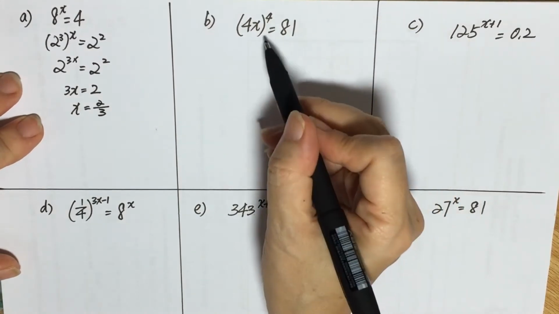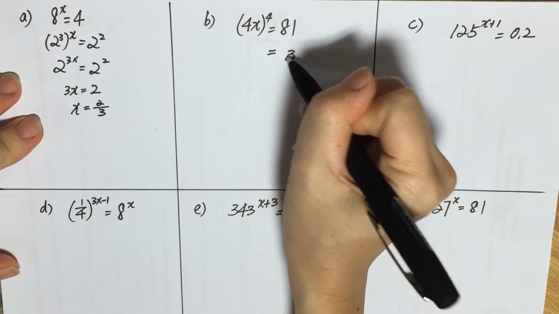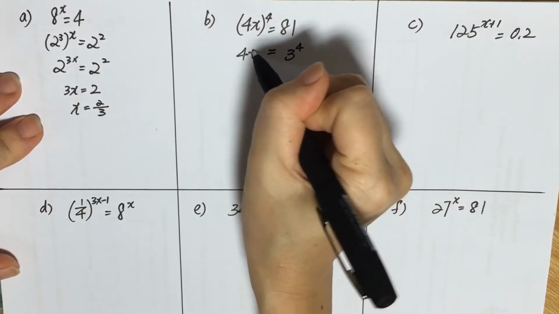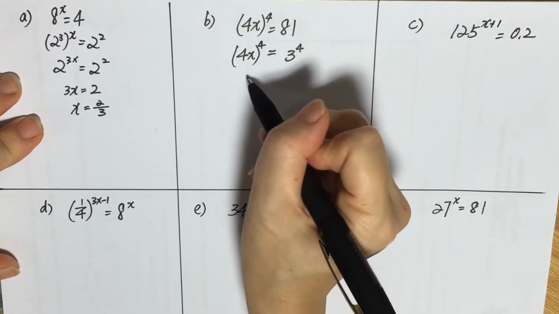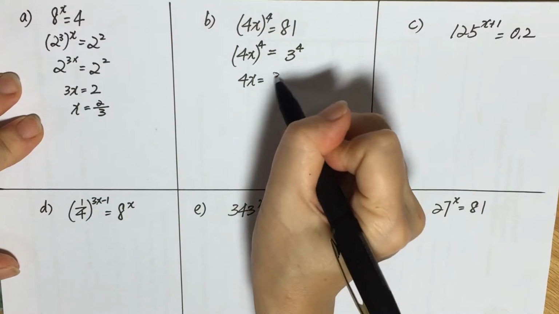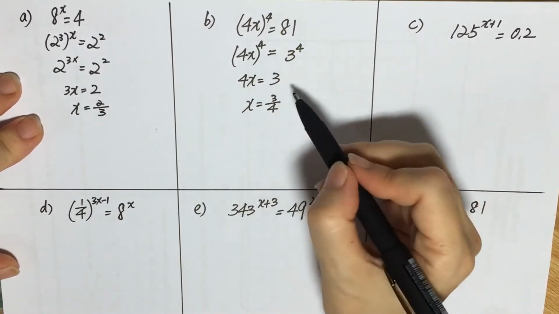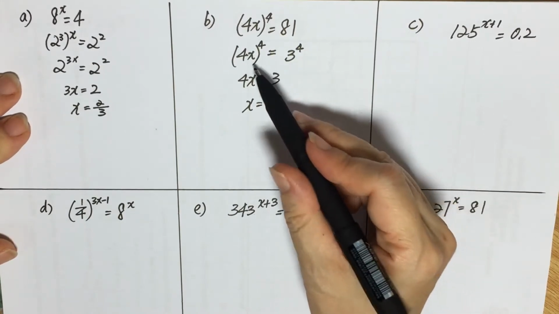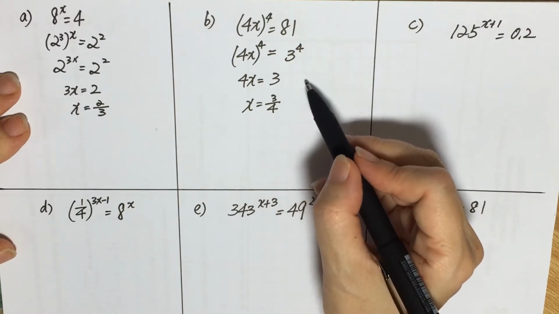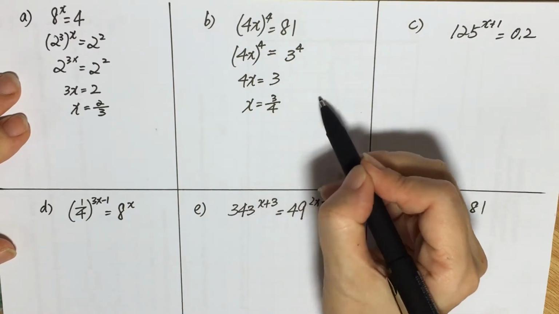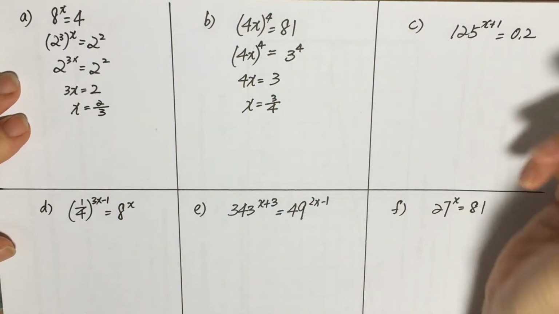So therefore x equals 2/3. Okay, next one, power 4. So we can change the right hand side to be 3 to the power of 4. So (4x) to the power of 4 equals 3 to the power of 4. So therefore we can say 4x equals 3, so x equals 3/4. Now in this case we are only considering the positive base, the positive case. You can also say that if you have another answer which is negative 3/4, it can also be accepted because you are considering the negative base.